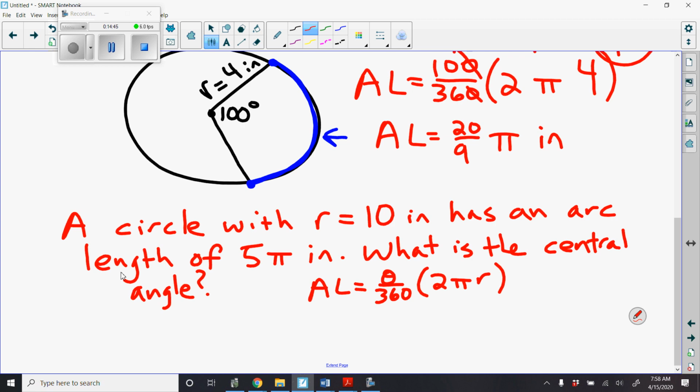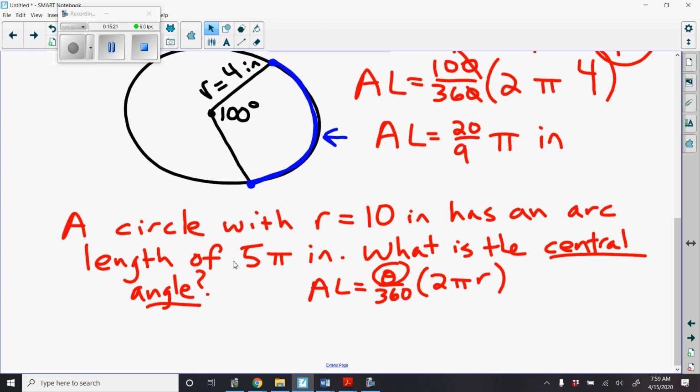Now in this problem, I'm going to have to plug in where the numbers are going, and I just have to do it carefully. So here's what I know. I know the radius is 10, so this 10 is going to go in for r. And I know the arc length is 5 pi, so I'm going to plug in 5 pi for the arc length. Make sure you understand that 5 pi is part of that number; the pi needs to go in here as well. What's unknown then? The only thing I don't know is theta. That's my central angle, and that's what I'm trying to find.